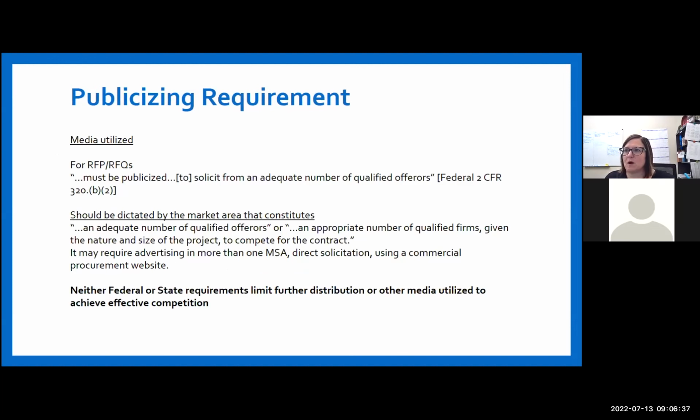So the publicizing requirement. So media utilized. RFPs and RFQs must be publicized to solicit an adequate number of qualified offerers. It should be dictated by the market area that constitutes the area. So an adequate number of qualified offers or appropriate number of qualified firms, given the nature and size of the project to compete for the contract. It may require more than one MSA, direct solicitation, and using commercial procurement websites. So neither state nor federal requirements limit further distribution or other media utilized to achieve effective competition.